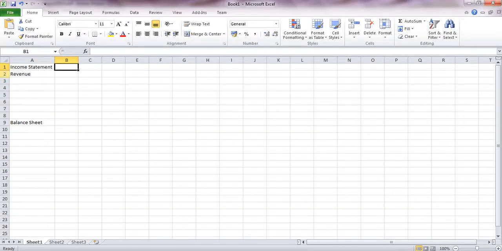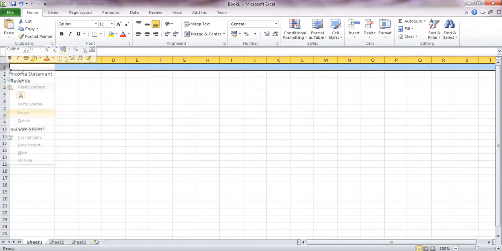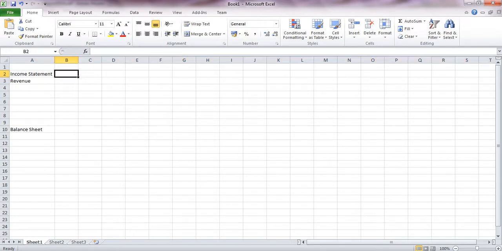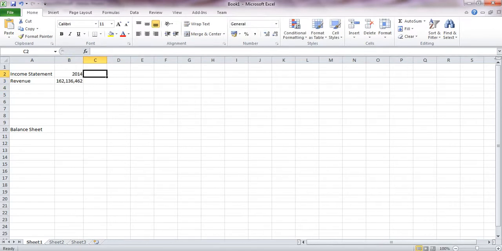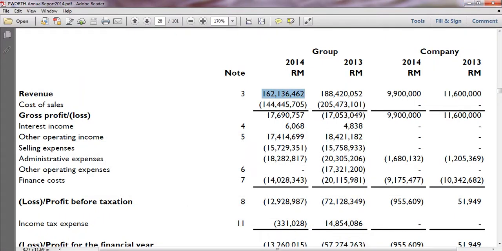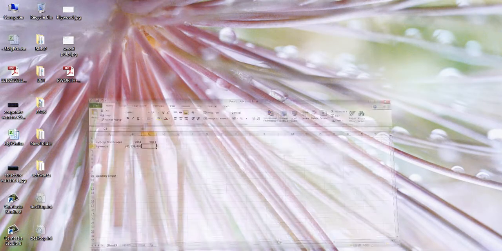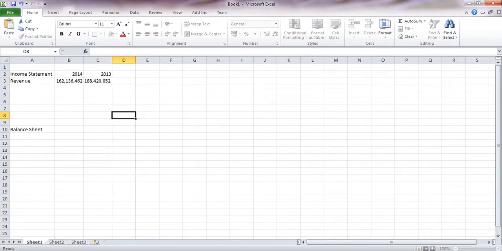So maybe I start by inserting this one, and here I put 2014, and I just paste the values over here, 2013 as well, and then minimize it. I copy again and paste over again. Okay, just shift.